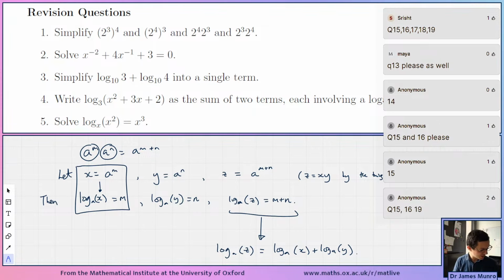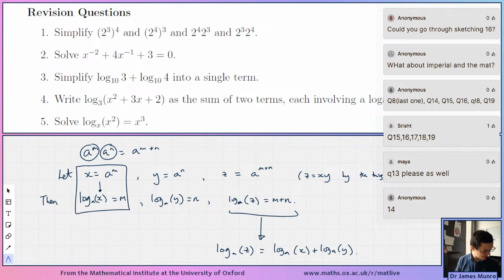Yeah, and there's a sketching question on 16. Oh yeah, the hard bit of question 16. Okay. So Imperial are not using the MAT this year in the same way that they were before. Previously, Imperial applicants were eligible to take MAT, but this year that's not the case. Okay.